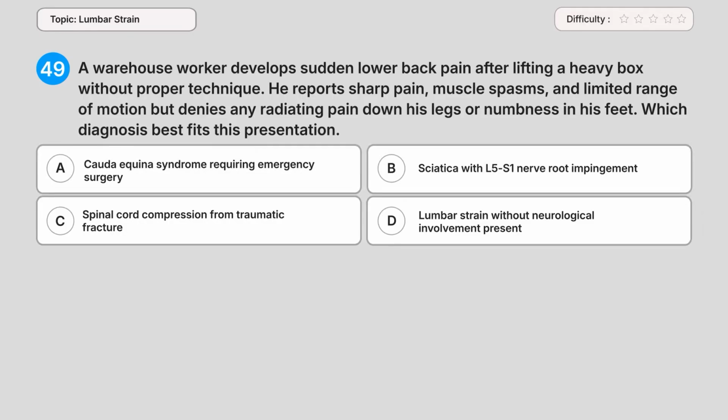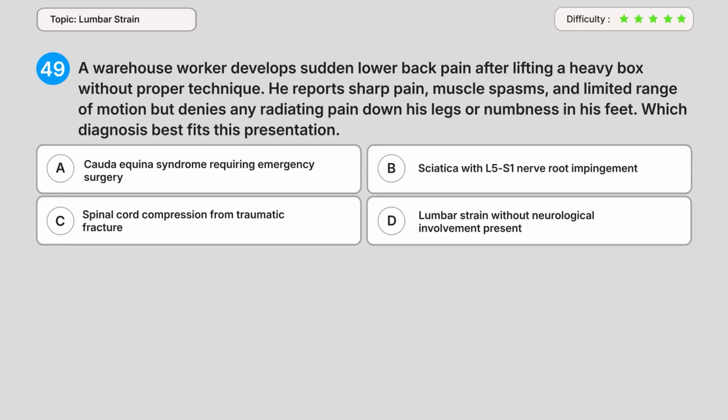Question 49. A warehouse worker develops sudden lower back pain after lifting a heavy box without proper technique. He reports sharp pain, muscle spasms, and limited range of motion but denies any radiating pain down his legs or numbness in his feet. Which diagnosis best fits this presentation?